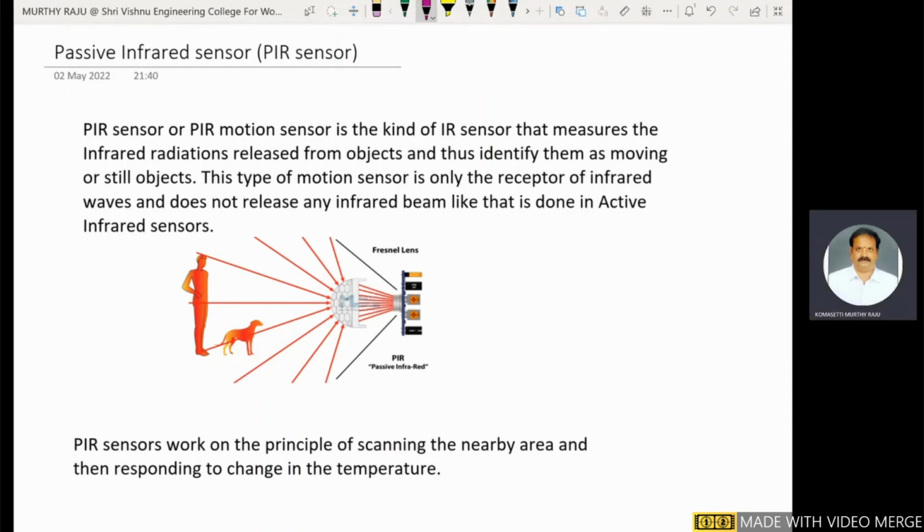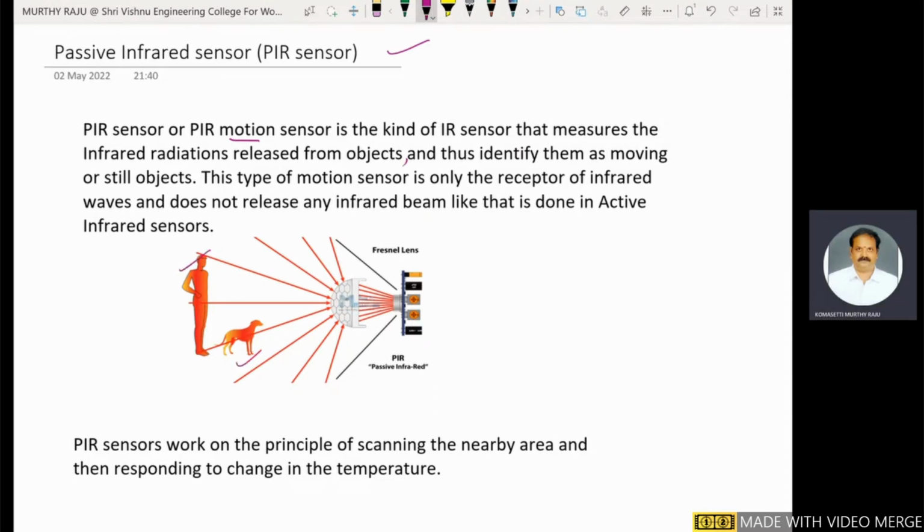In this video, the topic to be discussed is the passive infrared sensor, PIR. Passive infrared sensor. The PIR sensor or PIR motion sensor, both are the same, is the kind of infrared, that means IR sensor, that measures the infrared radiations released from the object.